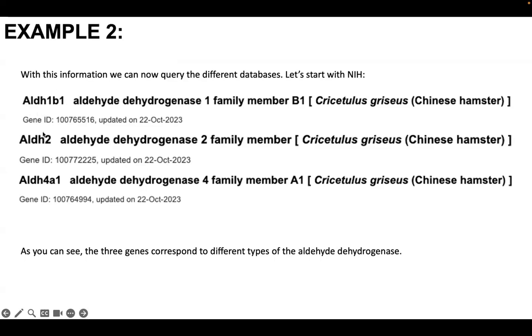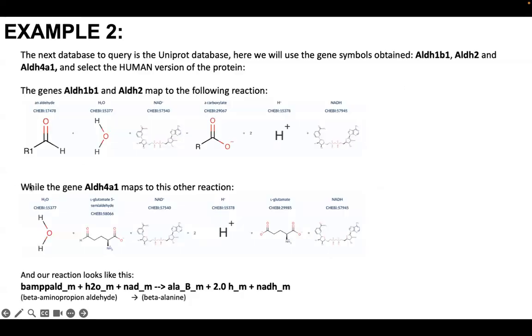So I look for these specific genes, but the human version, in UniProt. When I did that, I found out that ALDH1B1 and ALDH2 are involved in this reaction, which is basically the conversion of an aldehyde to a carboxylate.